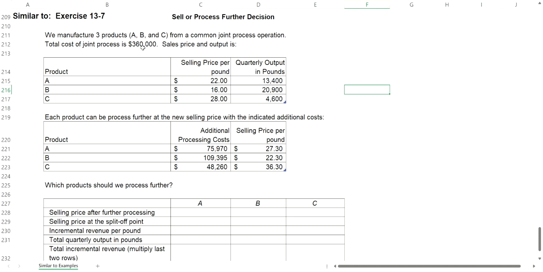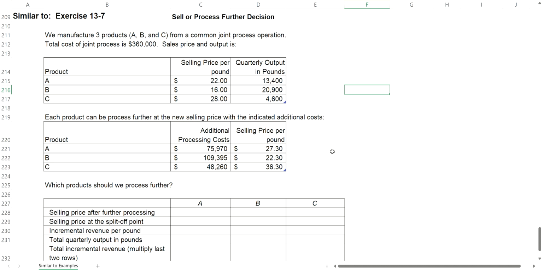The joint costs are $360,000, and the sales price and output is product A, $22 per pound, and the output's 13,400 pounds. And then it gives you the information for products B and C.